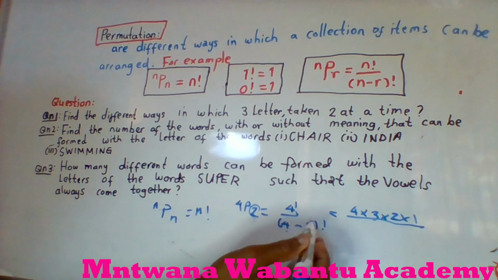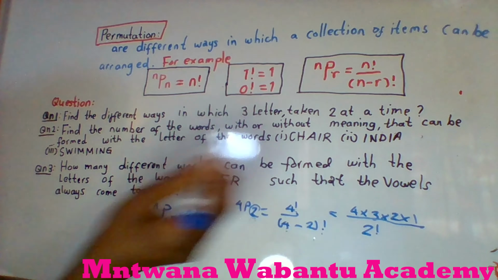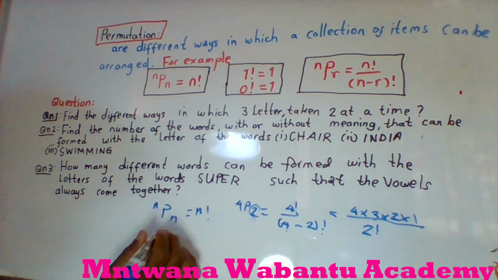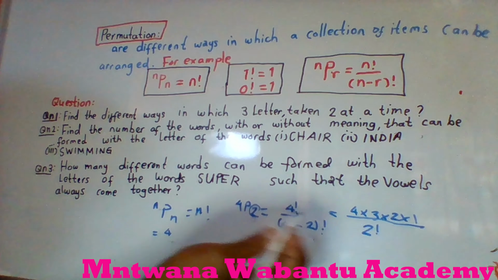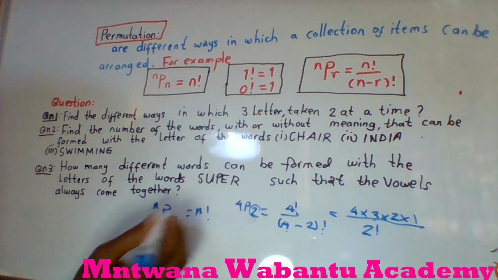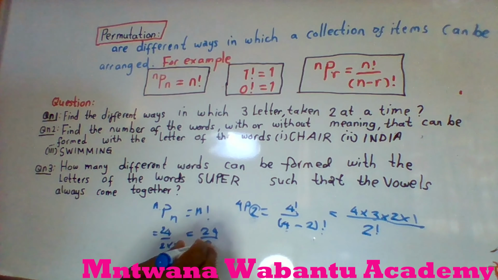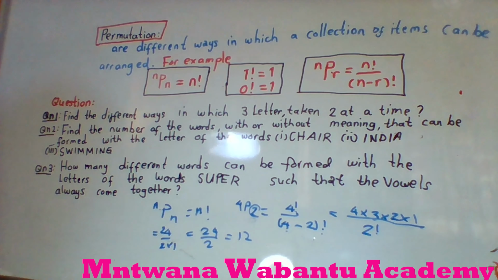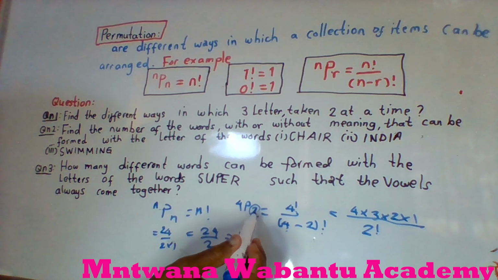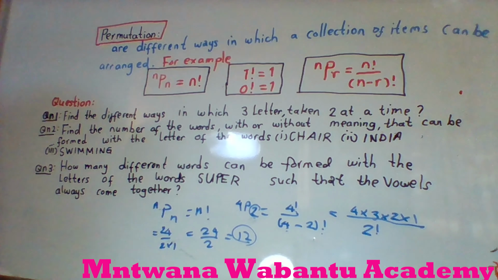Now we go 4 minus 2, bracket, factorial. 4 minus 2 equals 2, but we still have a factorial, so we write 2 factorial. 4 times 3 is 12, 12 times 2 equals 24, over 2 factorial, which means 2 times 1. So 24 over 2 times 1, which is 2, equals 12. So if I permute 2 from 4, meaning I arrange 2 letters or whatever items from 4, I'm going to get 12 different ways of arranging things.